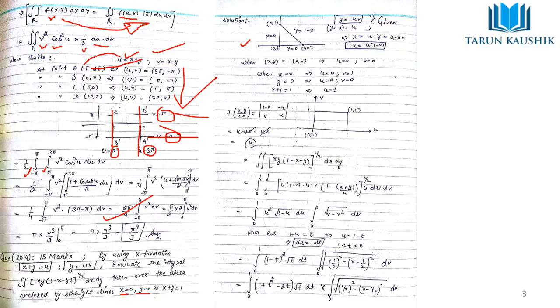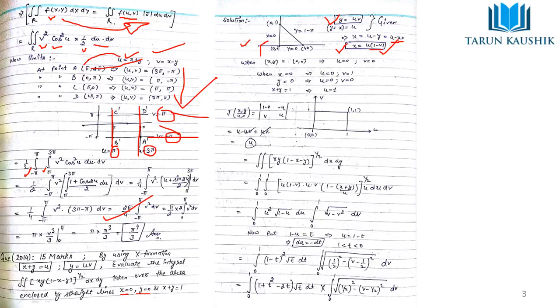So it becomes this: y equals uv, and x plus y equals u. So when you put the value of u and the value of y, that is uv, in this form, what you get? You get x equals u minus y, that is u minus uv. When you take u as common, it becomes u into (1 minus v). So we have the value of x in terms of u and v, and y in terms of uv.